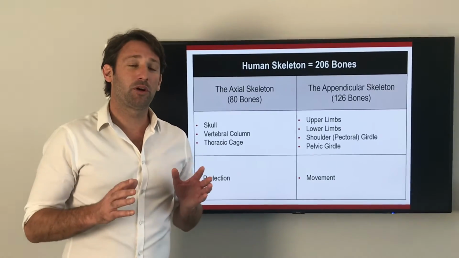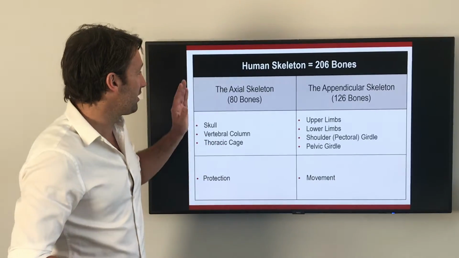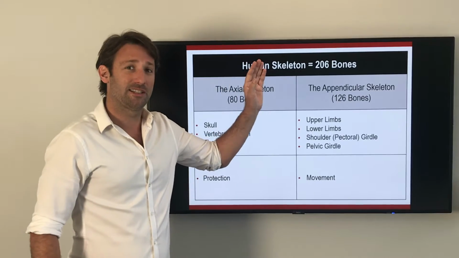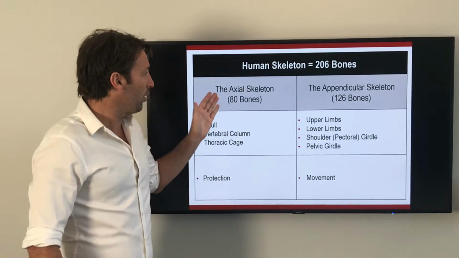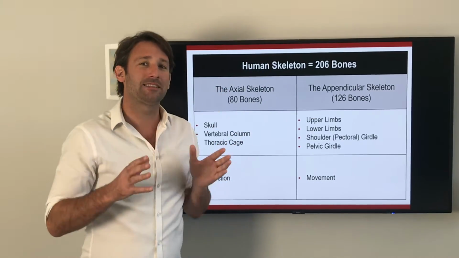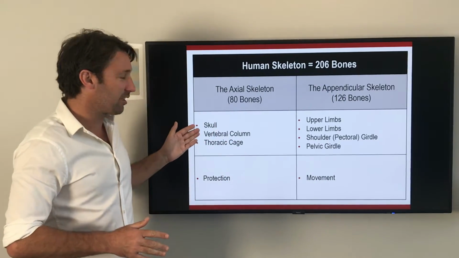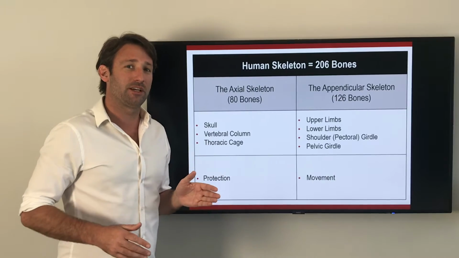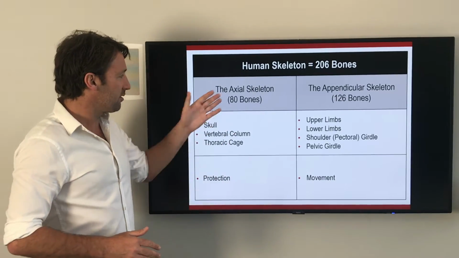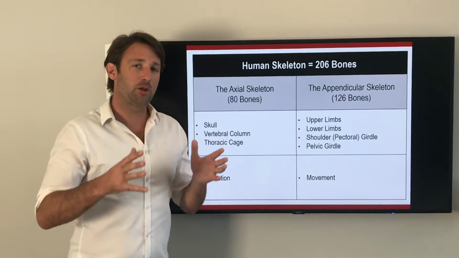Now the skeleton is broken up into two sections. The first is the axial skeleton and the second is the appendicular skeleton. Now the word axial skeleton comes from the word axes, representing the central section of the skeleton. So it includes the skull, the vertebral column and the thoracic cage. Now the purpose of this, making up 80 bones, is largely around protection.